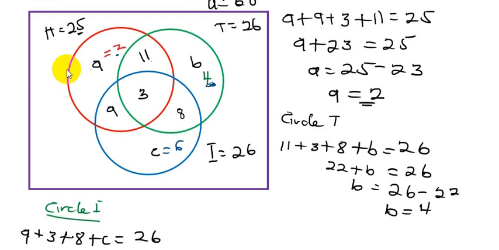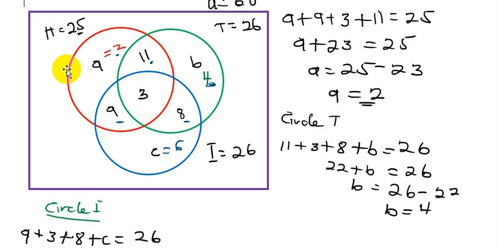But the 11 that we place over here means that those people weren't sure of the paper H and they weren't sure of the paper T. So at times they go for paper H, at times they go for paper T. The same thing over here: at times they go for paper T, at times they go for paper I. And the 9 we have here, the same thing. At times they go for paper H, at times they go for paper I.